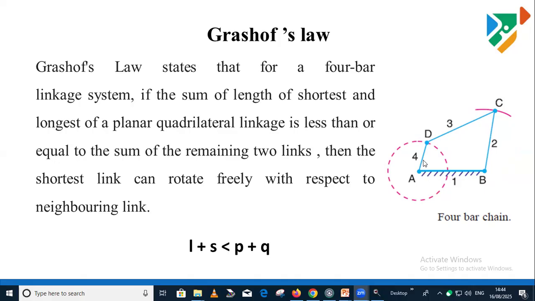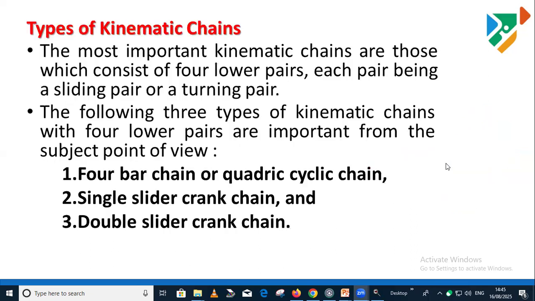Shortest and longest link. The shortest link is the crank, and this is your coupler. So the length of the coupler and crank should be less than the length of this fixed link and the other link, the output link. That is the case. If you apply this equation, then your system will work in the proper direction, and motion transmission is feasible. Otherwise, motion transmission is difficult between input link and output.